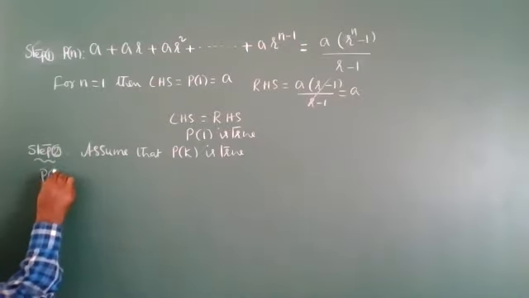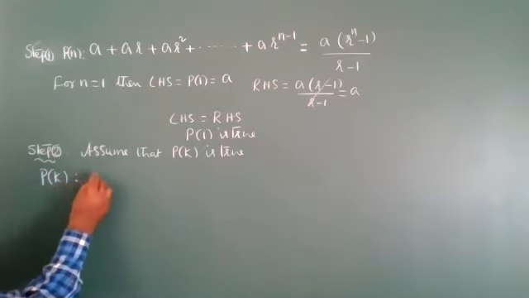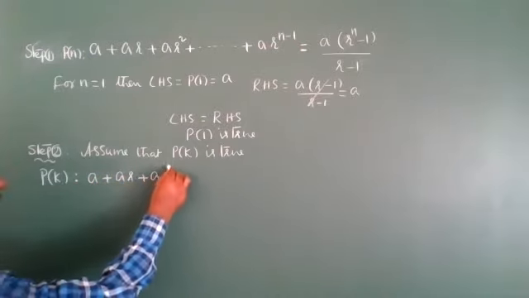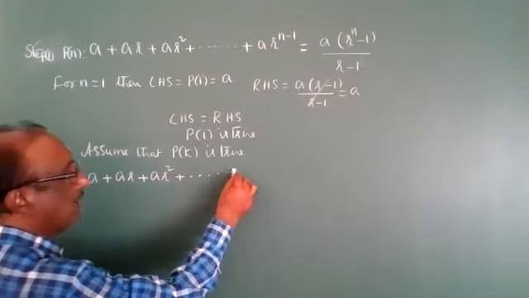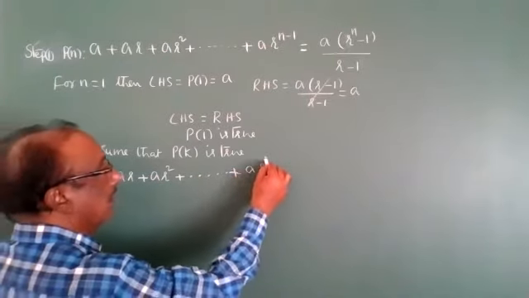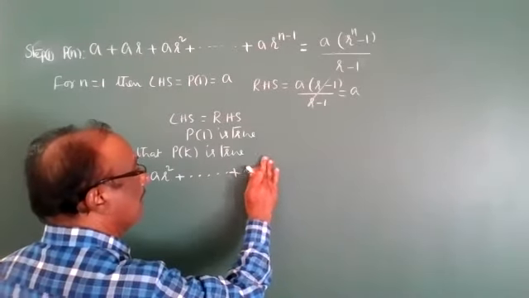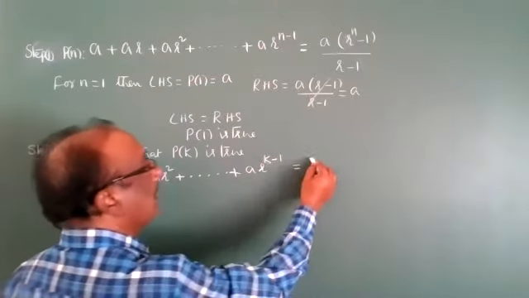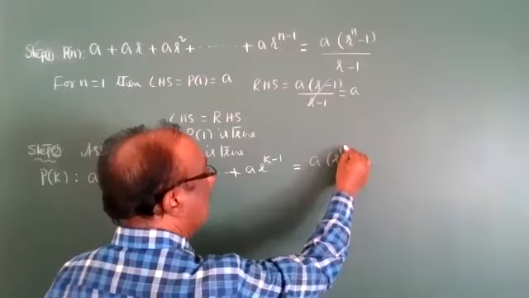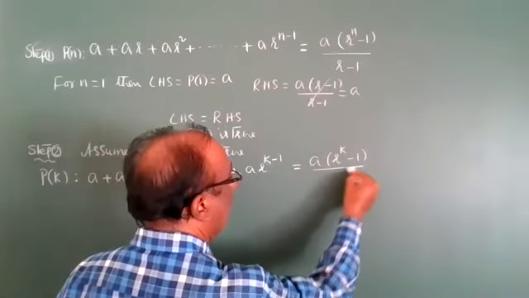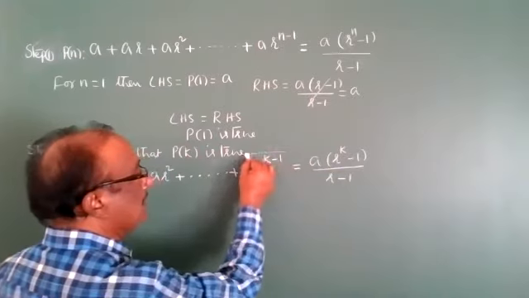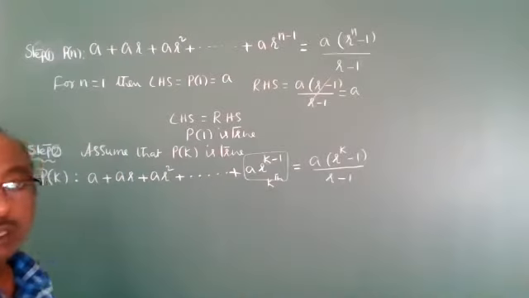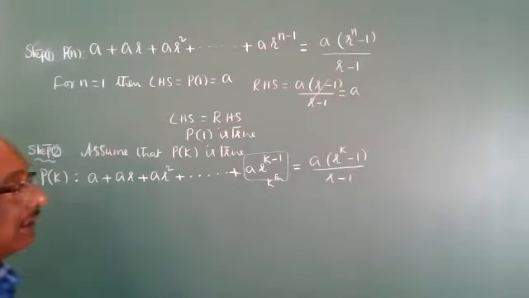Immediately write down the principle of k numbers. P of k, principle of k numbers statement is A plus AR plus AR square dotted plus AR power of k minus 1 is equal to A into R power of k minus 1 upon R minus 1. This is the kth term. Keep it in mind.